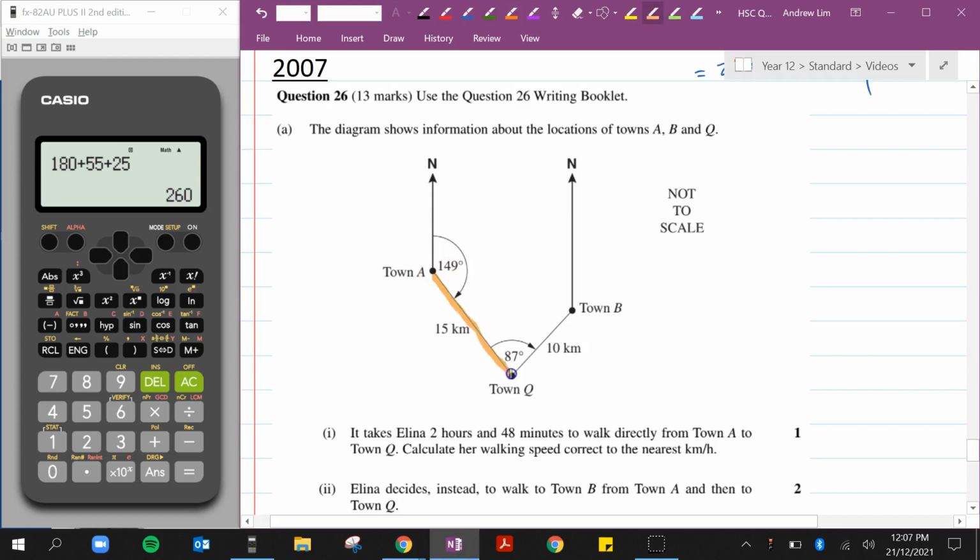So she's traveling 15 kilometers and it's going to take her 2 hours and 48 minutes. So all I'm going to do is divide 15 by 2 hours and 48 minutes. And that gives us 5.36. Now to the nearest kilometer per hour, I'm just going to say that that is 5 kilometers per hour.